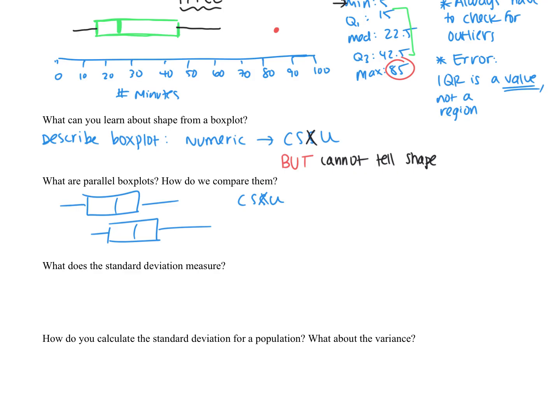Now, the one thing you can talk a little bit more about is we can discuss spread a bit more, because we can look at different regions. We can look at the lower 25%, the upper 25%, the middle 50%. So there are different regions we can compare. When talking about spread, you don't need to talk about all of them, but you can just talk about them a little bit more.